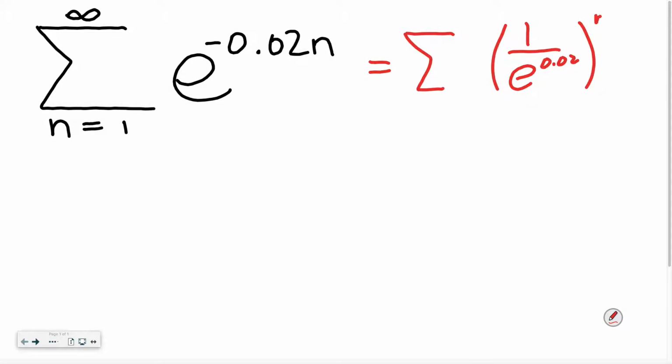R is greater than 1. Okay, many of you are rewriting it to this. I think that's a good idea. You could either use the root test or you could use the geometric test. 1 over e to the 0.02. Well, R, is that less than 1? Yes, because e to the 0.02 should be greater than 1, which would make the term less than 1.